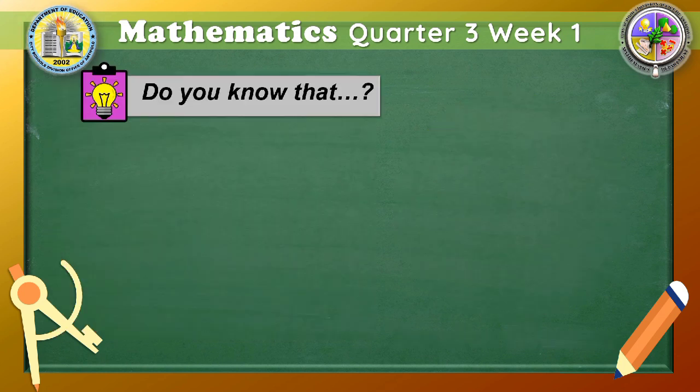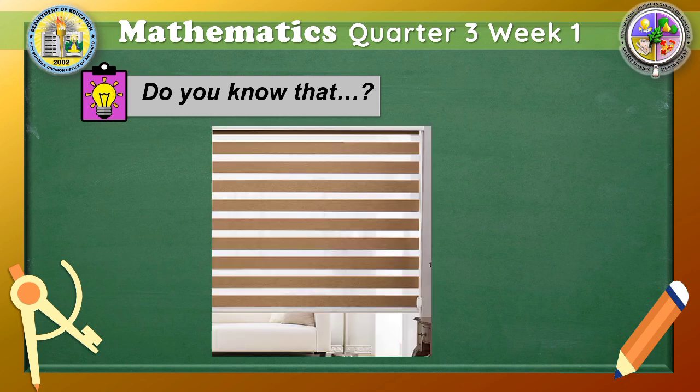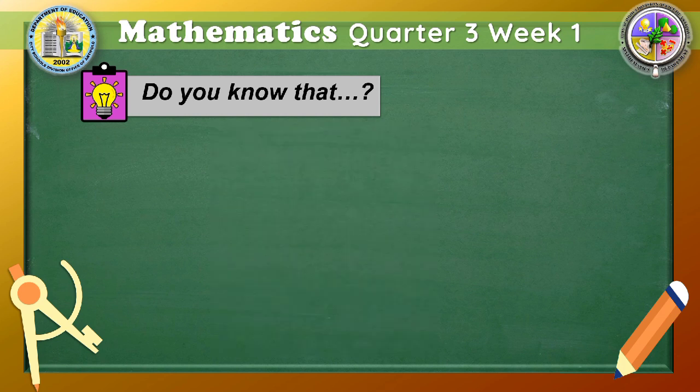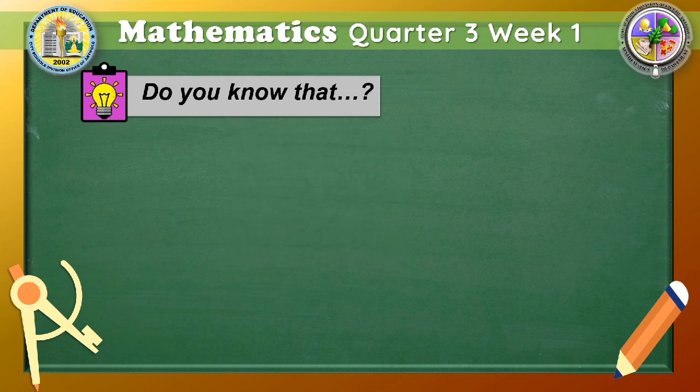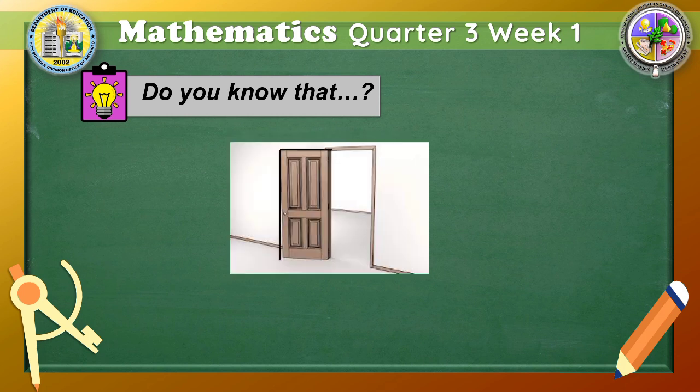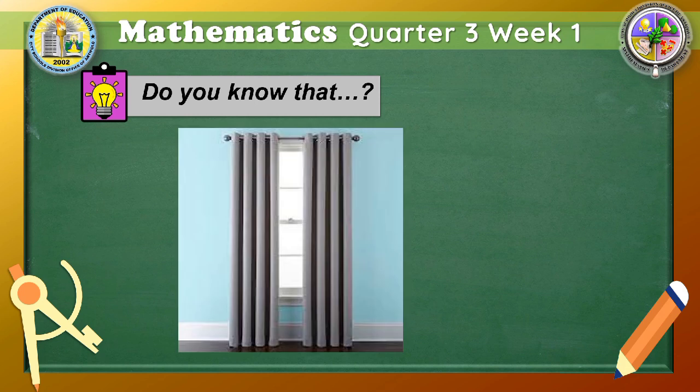Do you know that there are many geometrical figures around us? Wherever you look, you can see different pairs of lines. From the window blinds, tabletop, can you see that line? Door, and even curtains. These lines have special relationships and properties.